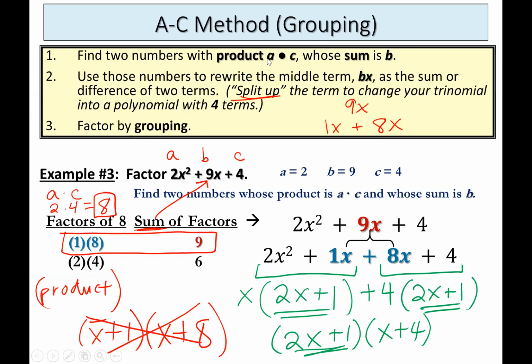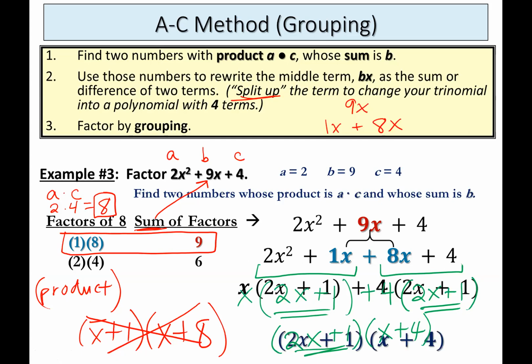Find two numbers with product A times C whose sum is B. So we did A times C, that was 2 times 4, which is 8. We listed factors of 8. We wanted the factors of 8 whose sum was 9. So we needed numbers that multiplied to 8 and add to 9. The problem wasn't over then. Then we went over to the 9x and we split up that middle term. So the 9x got rewritten as 1x plus 8x. Then we had 4 terms, 2x squared plus 1x plus 8x plus 4. Now we did not combine those terms. We left them separate so that we could do factoring by grouping for the rest of the problem.